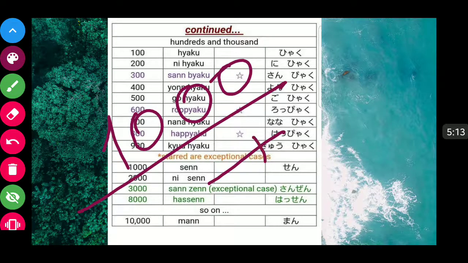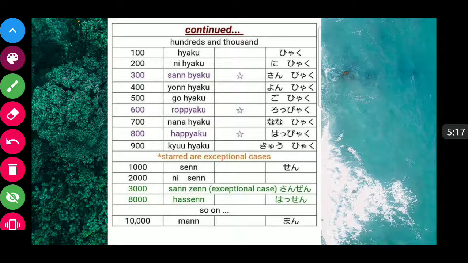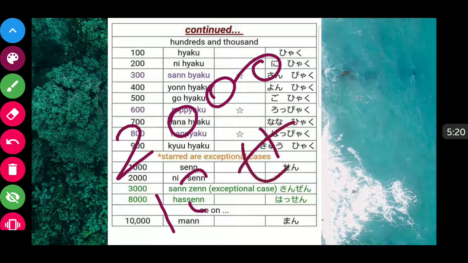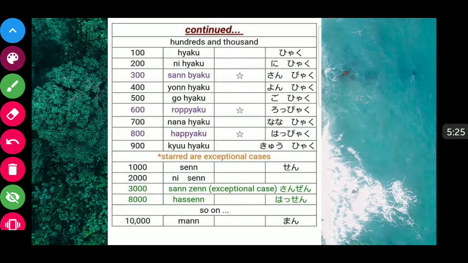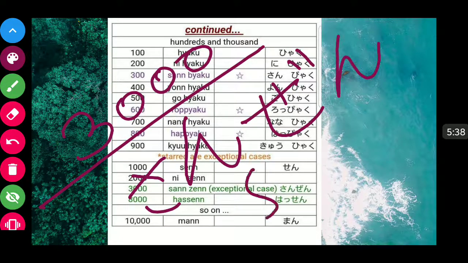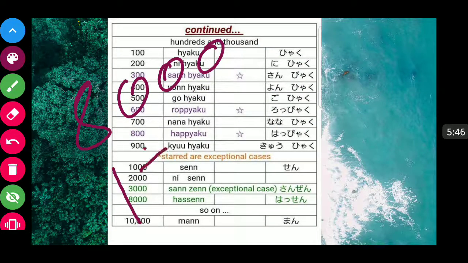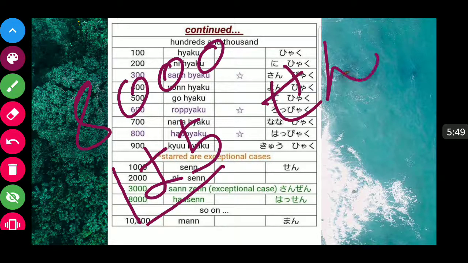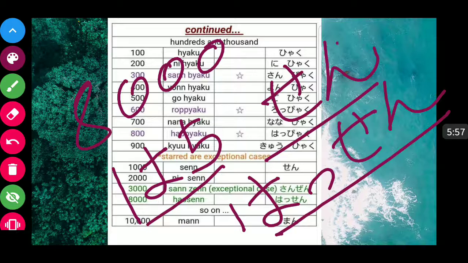Now let's talk about 1000. 1000 is called sen. 2000 will be nisen. What about 3000? 3000 will be sanzen. 8000 should actually be hachi sen, but it is read as hassen, not hachi sen.